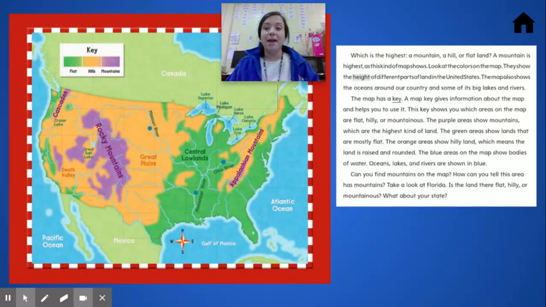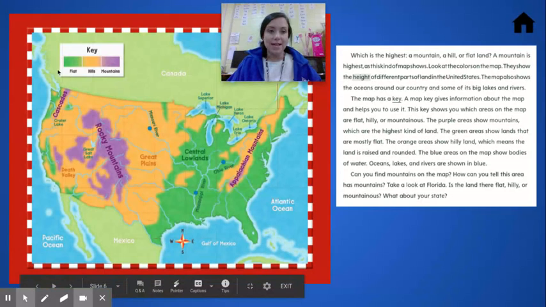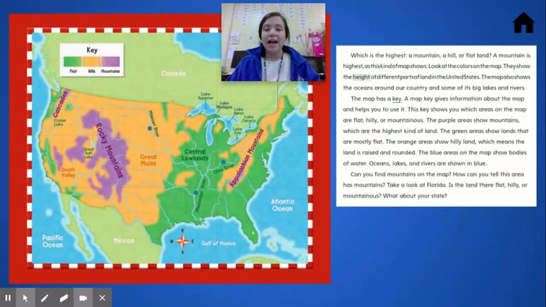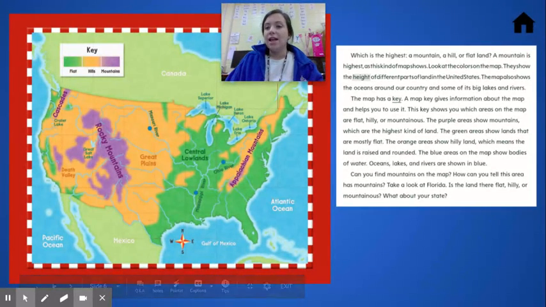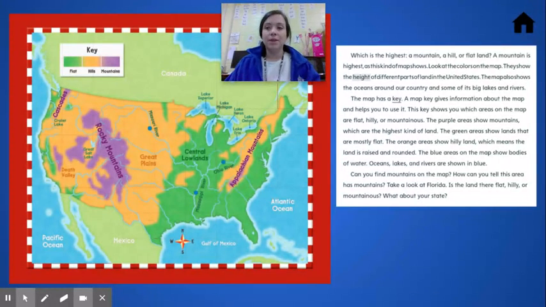Okay, now this map doesn't show all of the states. This is called a map key, which will describe things that are on the map. So let Miss Bella read it to you. Which is the highest, a mountain, a hill, or flat land? A mountain is highest, as this kind of map shows. Look at the colors on the map. They show the height, remember that's how tall you are, the height of different parts of land in the United States. The map also shows the oceans around our country and some of its big lakes and rivers.